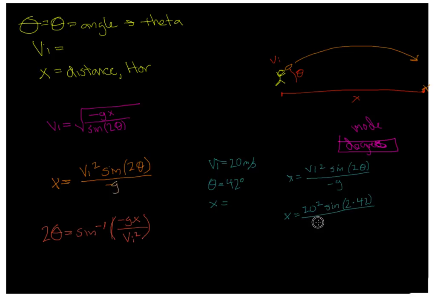divided by negative g. So this is where it gets into play. Remember, it's either going to be negative 9.8 meters per second squared, or negative 32 feet per second squared. So which one do we use? Well, we look at our units here. We have meters here, so we're going to use the meter version. So negative times a negative 9.8. We work our way down: 20 squared is 400. Sine of 2 times 42 is 84. Negative times a negative is a positive, so we get 9.8 in the denominator.